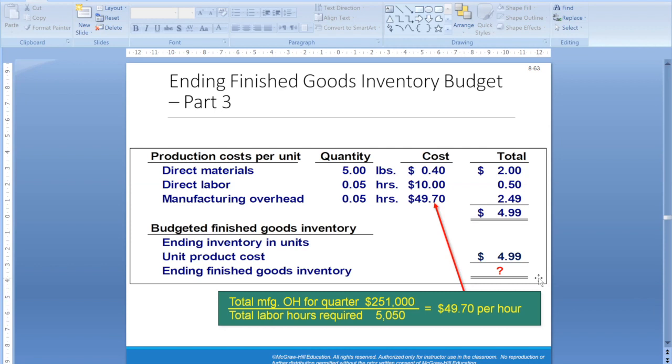Now, from the direct material budget, we need 5 pounds for each unit, right? And each pound I have to pay $0.4. So the cost of the direct material for each finished goods unit will be $2.